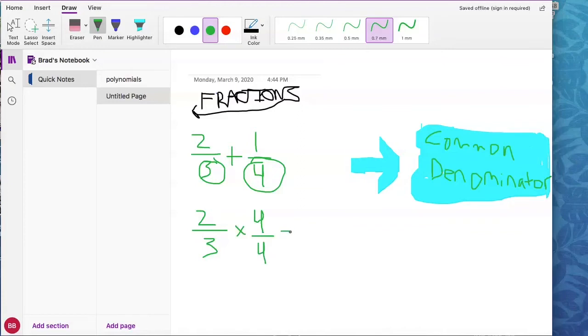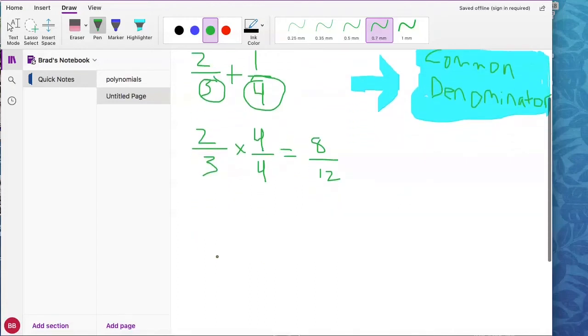2 times 4 is 8. 3 times 4, 12. 8/12 is really the same as 2/3, but now we've got that 12 at the bottom. Now we need to do the same exact thing for the other one. 1/4. Now don't go multiplying by 4 over 4 again, because then we would get 16 on the bottom. 16 is a denominator. So on this one we're going to multiply by 3 over 3.